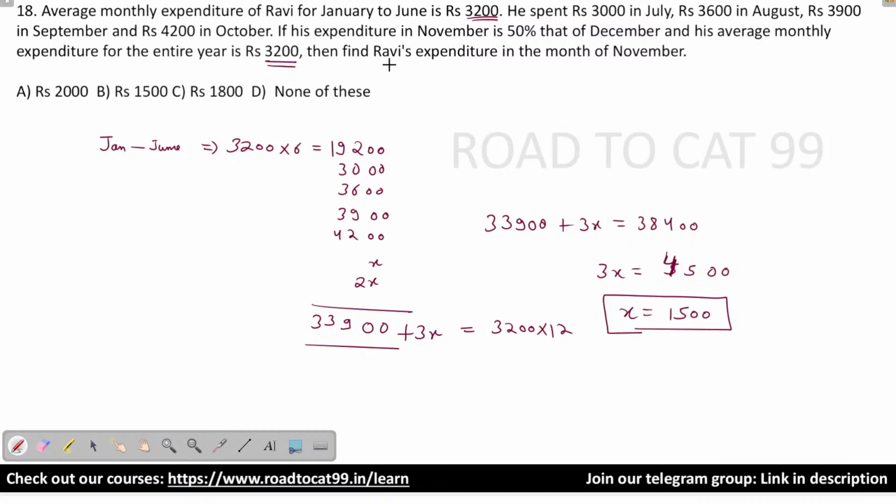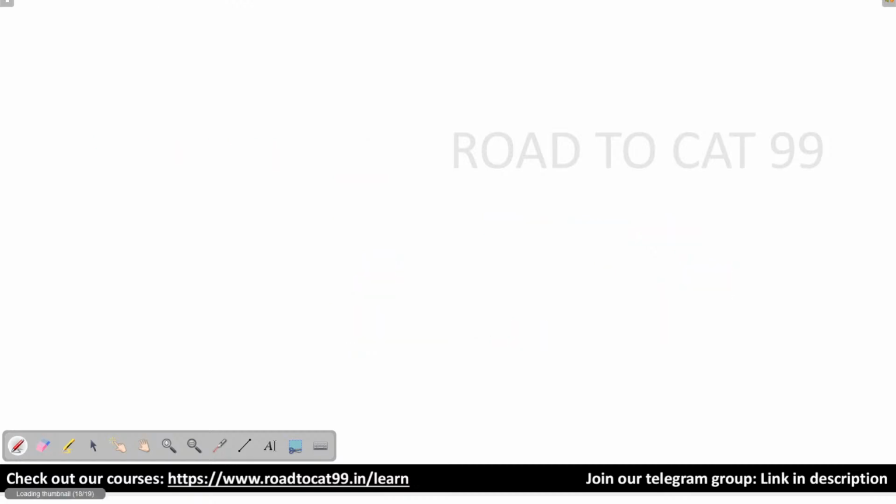What did you have to find? Ravi's expenditure in the month of November. In the month of November, it should be 1,500. Understood? Now let's move to the next question.